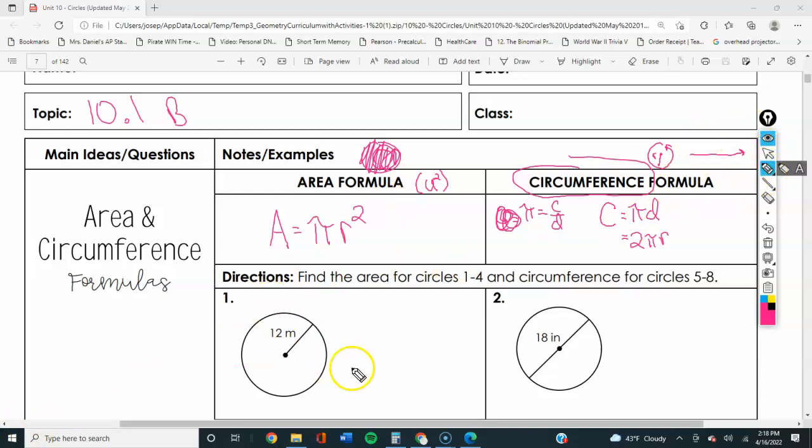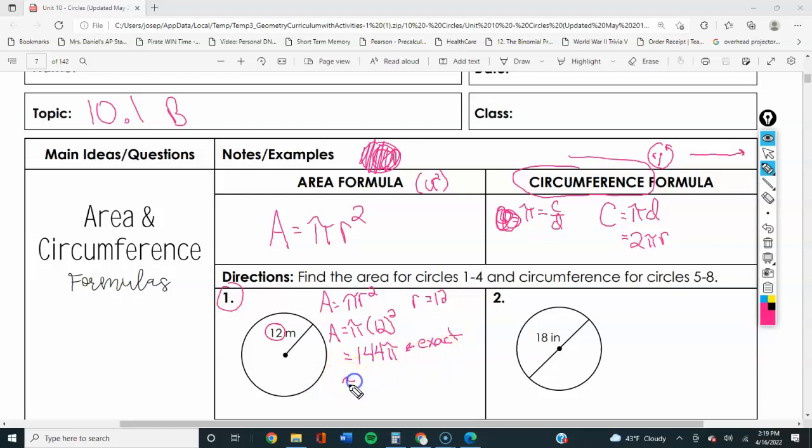Alright, let's take a look at number 1. Number 1, find the area for 1 through 4 and circumference for 5 through 8. So for number 1, first thing I'm going to look for is a radius. And I have one because area equals pi times r squared. Alright. So I'm going to go through. And I have a radius. My radius is 12. And I'm just going to plug it in. So I'm going to do pi, put in parentheses, times 12 squared. So my exact answer would be 144 pi. That's an exact, because pi is in the answer.